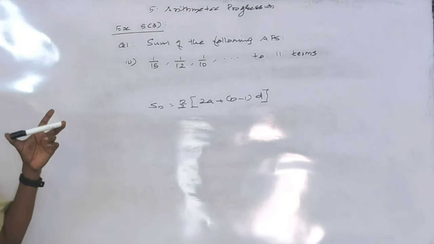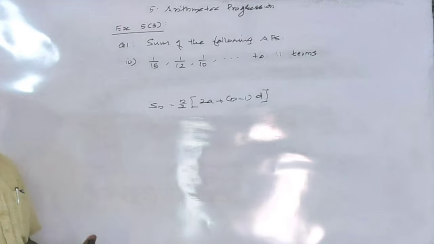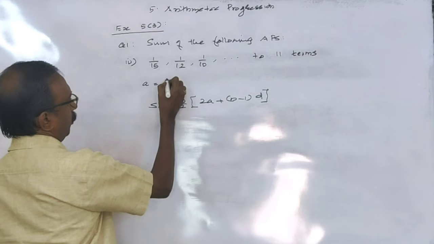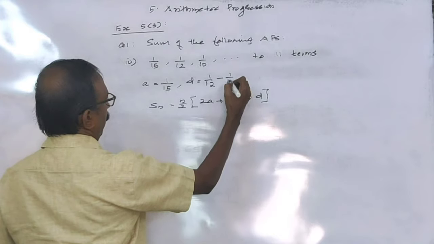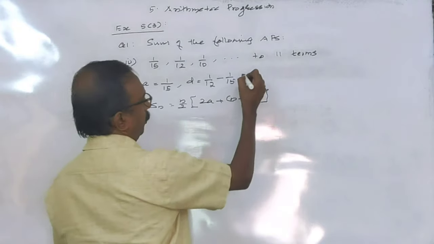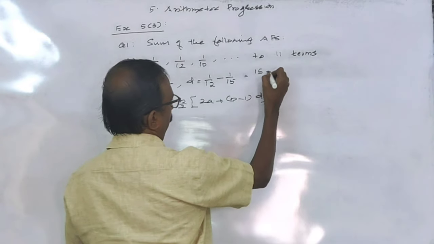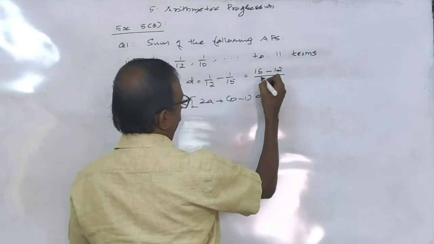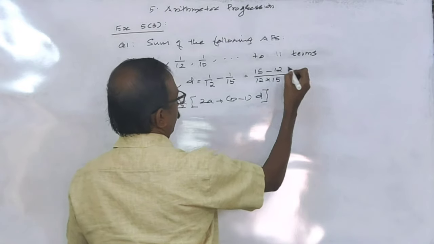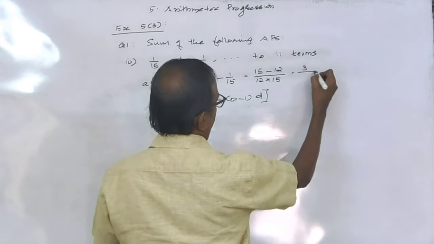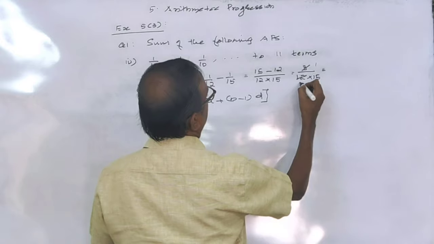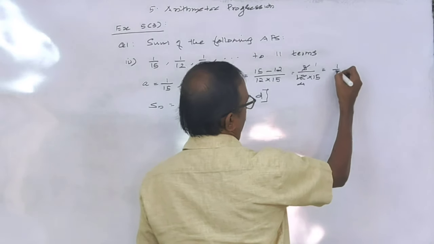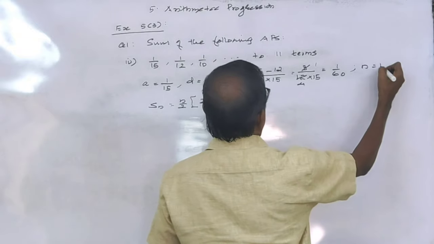The fourth question is 1/15, 1/12, 1/10, etc., to first 11 terms. Here D is equal to 1/12 minus 1/15. Now cross multiply: 1 × 15 is 15 minus 12 × 1 is 12, divided by 12 × 15. So we have 3 divided by 12 × 15, that is 1/60. 1/60. Now n is equal to 11.